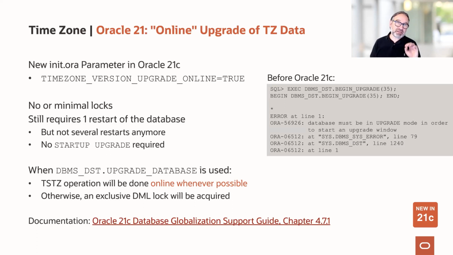And finally, a sneak preview into 21c, because the documentation promises online upgrade of time zone data. And you see it already. I put some quotation marks around online. Yeah, it's online under certain circumstances. So first of all, there will be a new init.ora parameter in 21c, time_zone_version_upgrade_online true. So you have to set this to true.